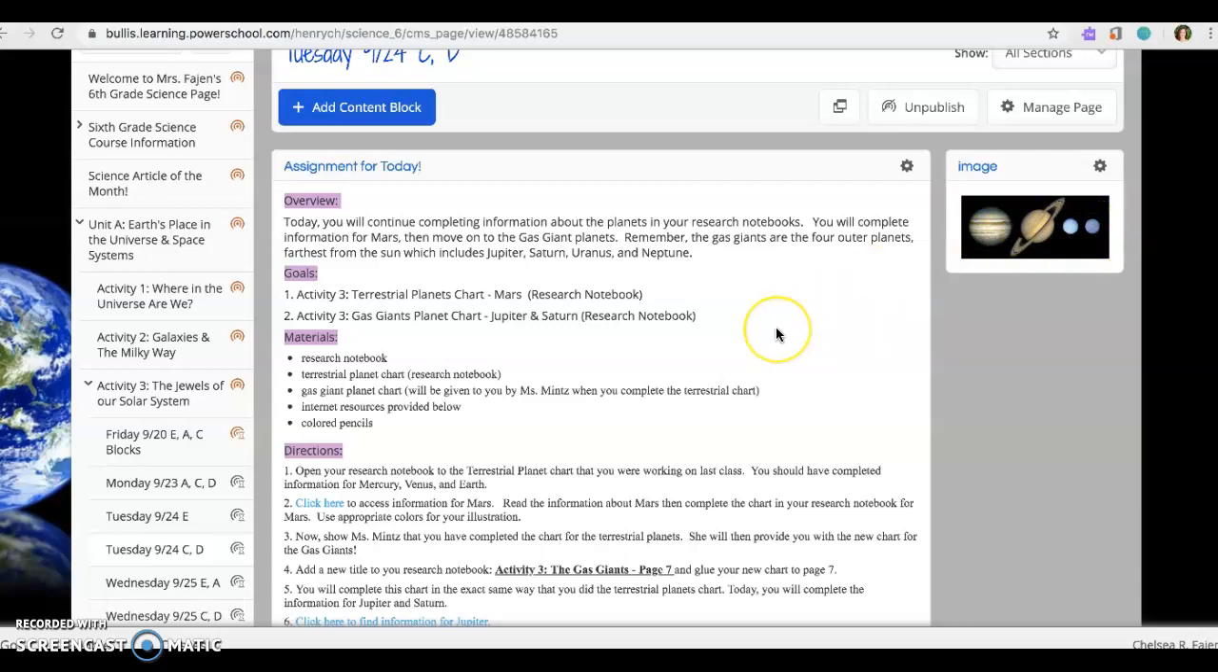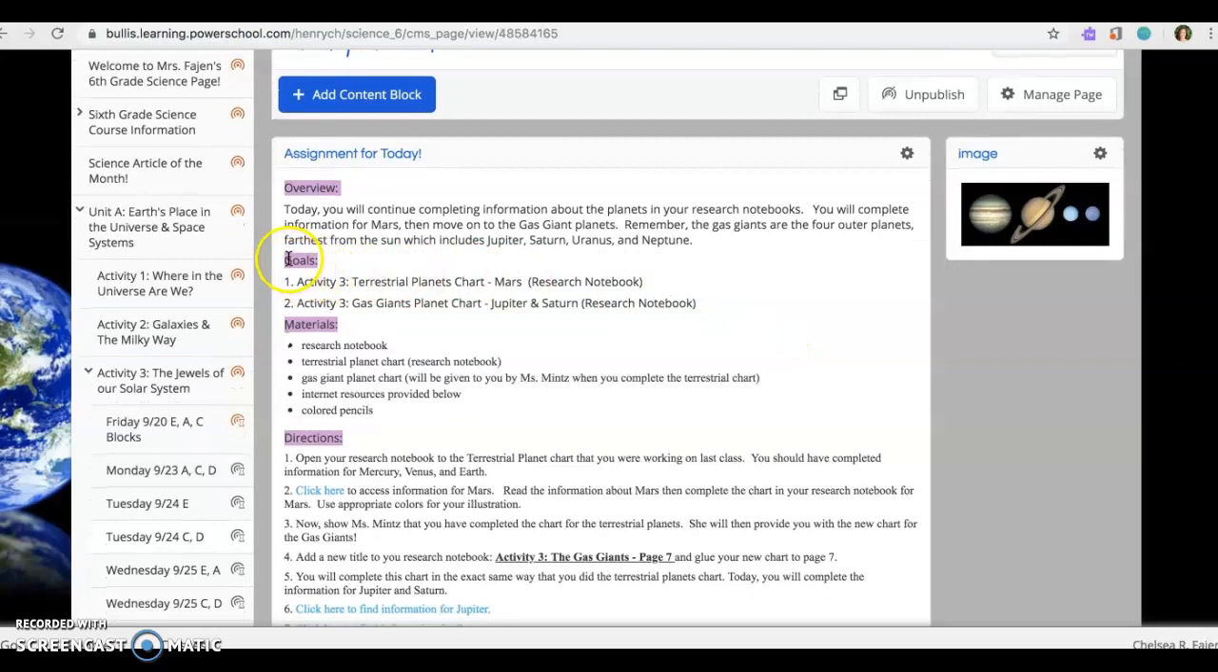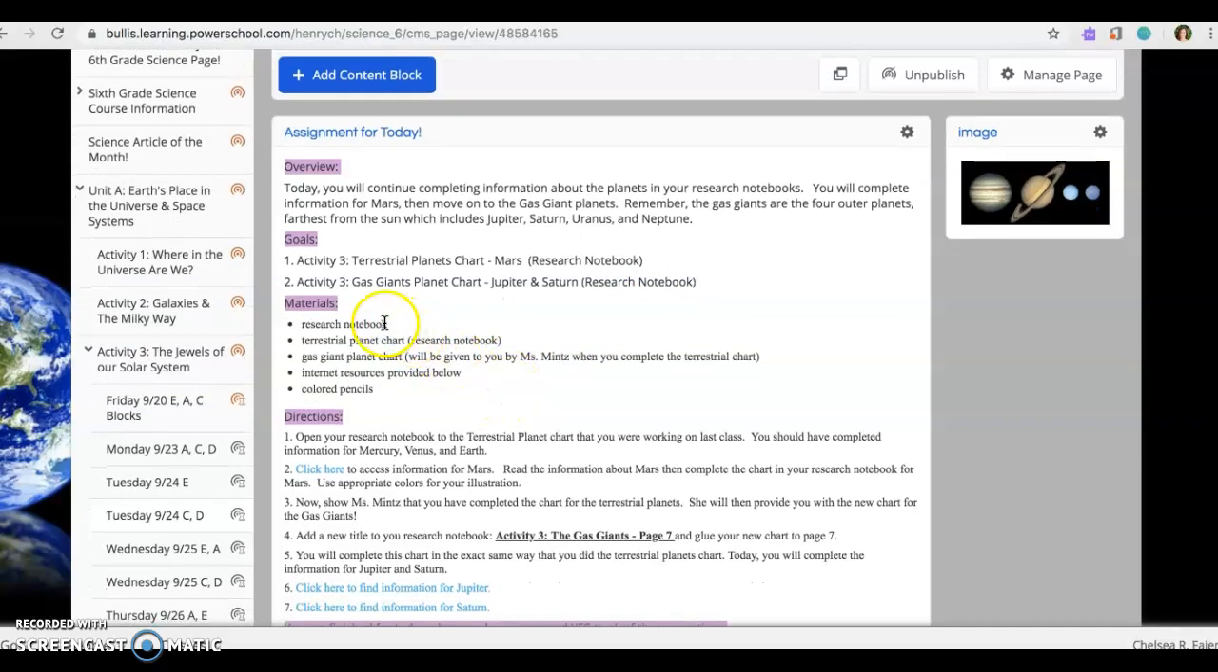So your goals for the day are listed here, and they are, as I just said, to complete the terrestrial planets chart in your notebook. Then you're actually going to be moving on to the gas giants. And I want to remind you that the gas giants get that classification name because they are massive bodies composed of mostly gas. So you are going to need today your research notebook.